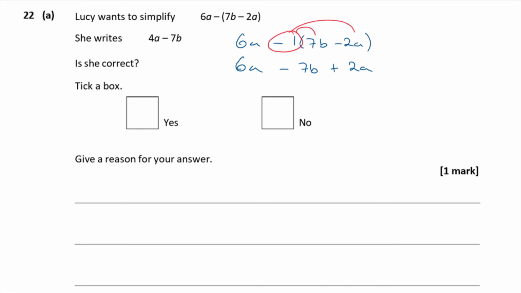Okay, so then collecting like terms, I've got 6a and 2a. That gives me 8a. It's going to give me 8a minus 7b. Okay, so she is wrong, because it should be 8a minus 7b, not 4a minus 7b. So I'm going to tick no and give my reason. It's going to be a mathematical reason. The answer should be 8a minus 7b.